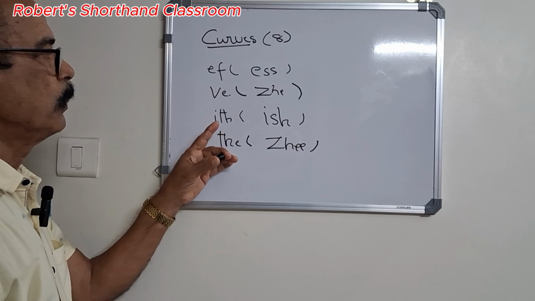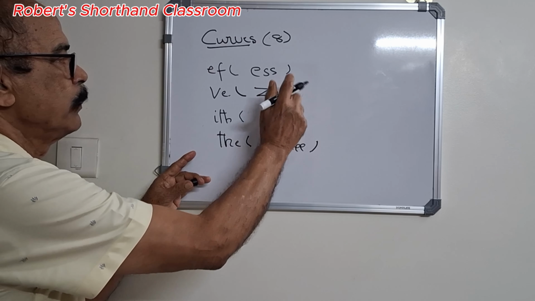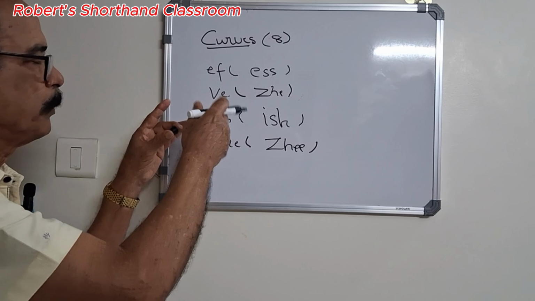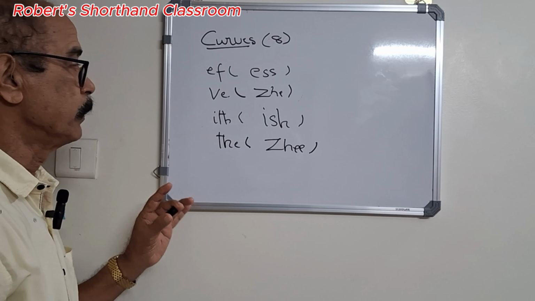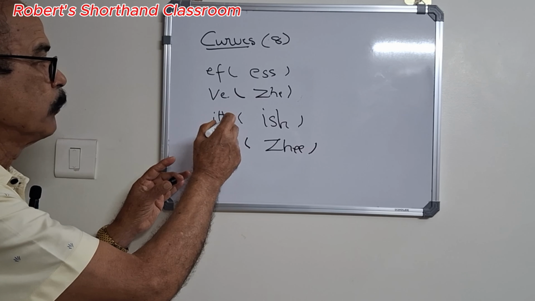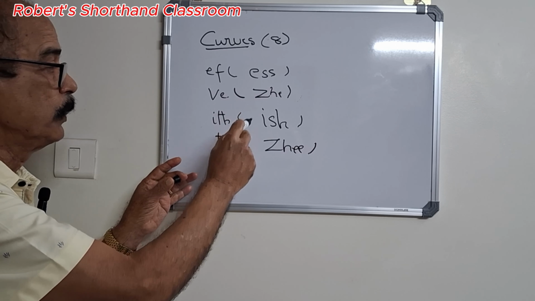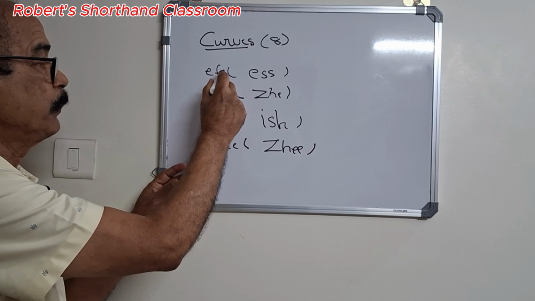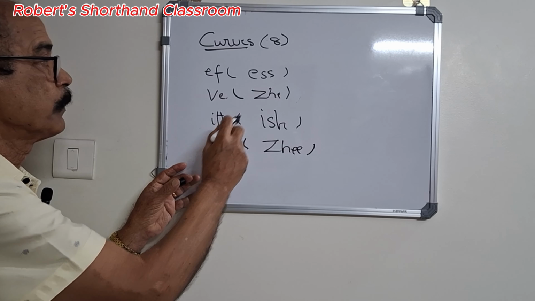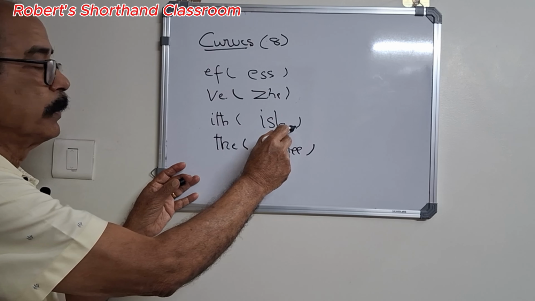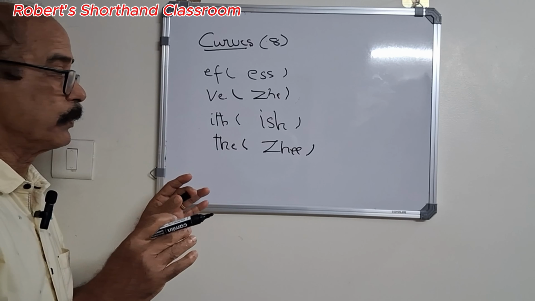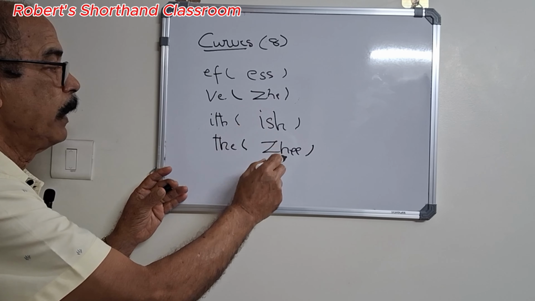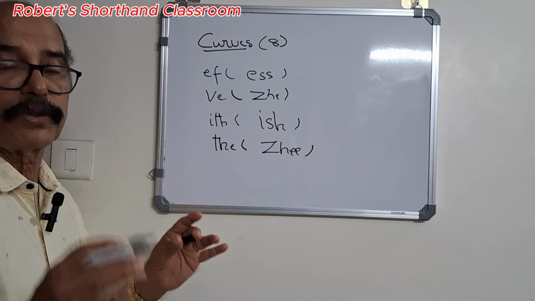So I wrote all in curved shape. These are to be written in the downward direction. Out of 8, 4 are light signs, 4 are heavy signs, that is dark signs. F, TH, S, and SH are the light signs, whereas V, the voiced TH, Z, and ZH are heavy signs.